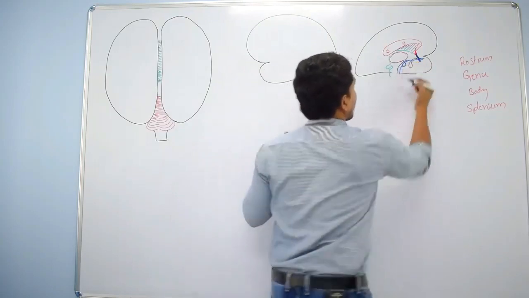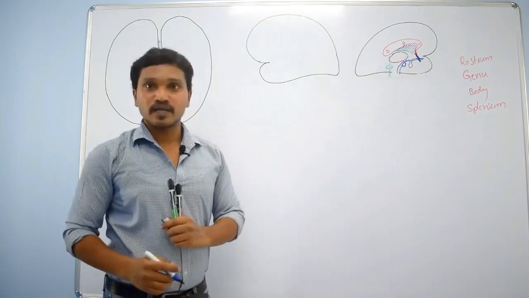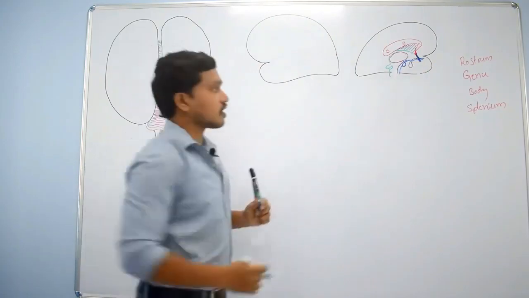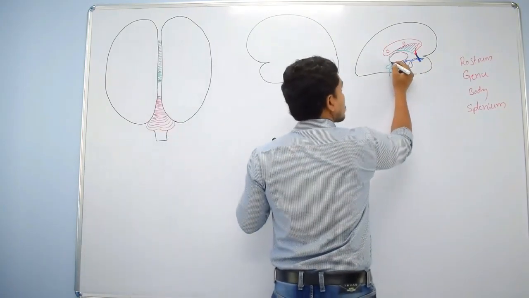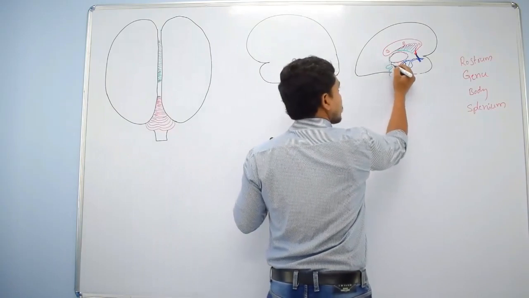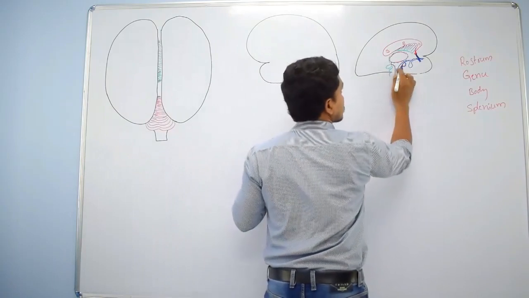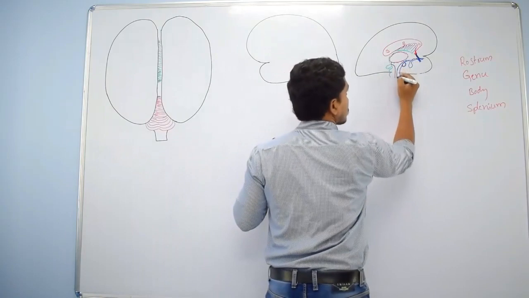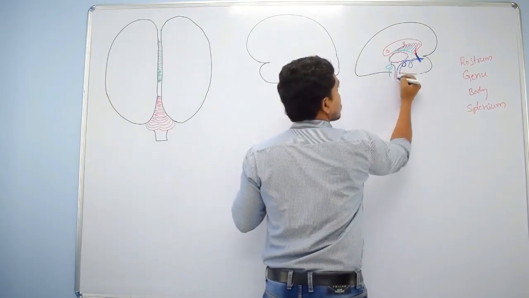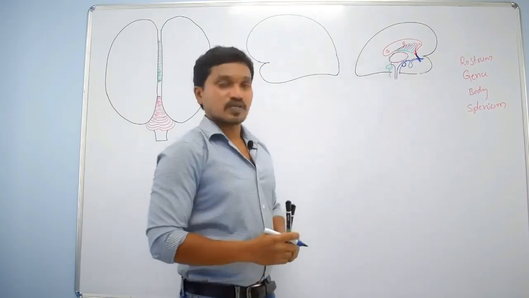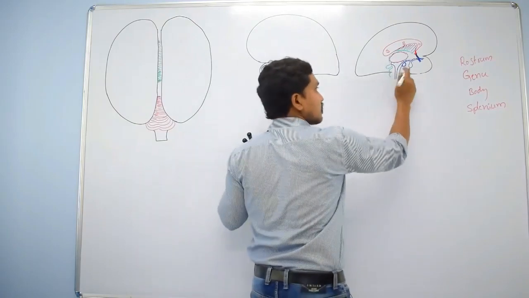There will be a cavity within the midbrain. That cavity we call the aqueduct of Sylvius. So this is the aqueduct of Sylvius. Then below that what will be there?